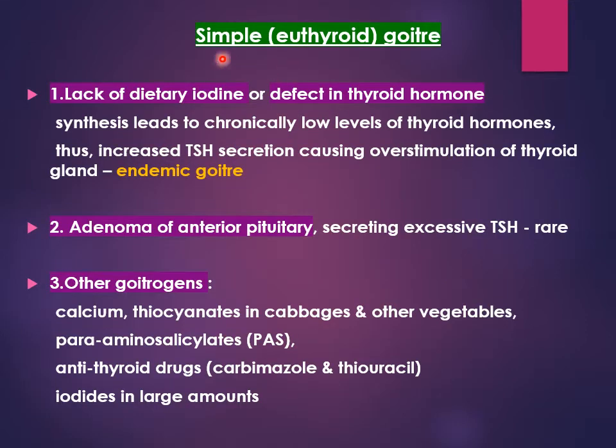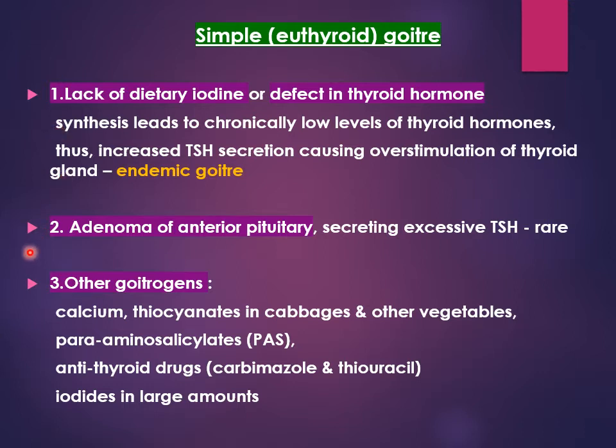Okay, now we come to the simple goiter, which is usually euthyroid. What are the causes? The first cause is due to lack of iodine or defect in the thyroid hormone metabolism. So this decrease in synthesis of the thyroid hormones leads to chronically low levels of thyroid hormones. Thus, there's increased TSH secretion causing overstimulation of the thyroid gland. And this is usually the case in endemic goiters.